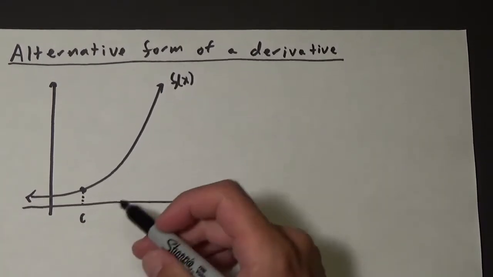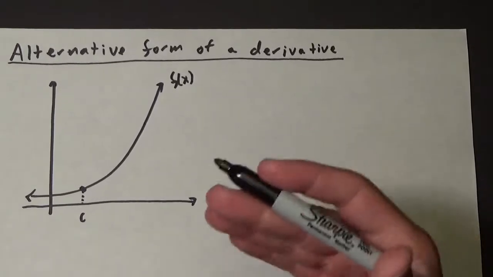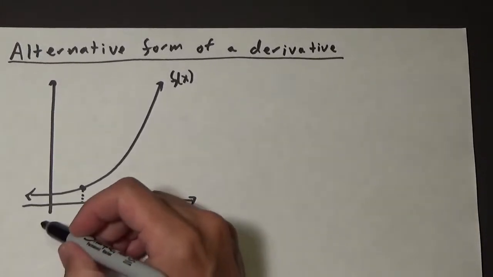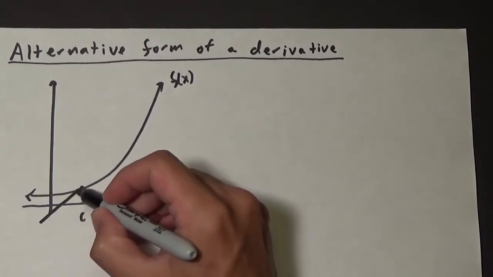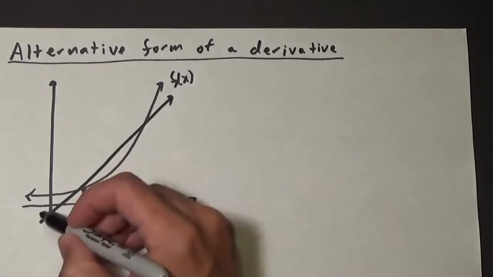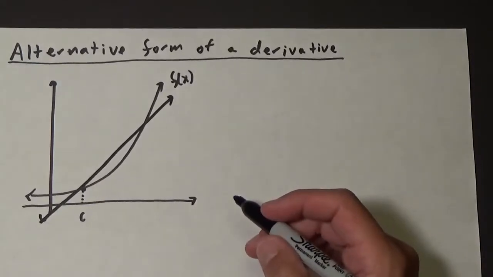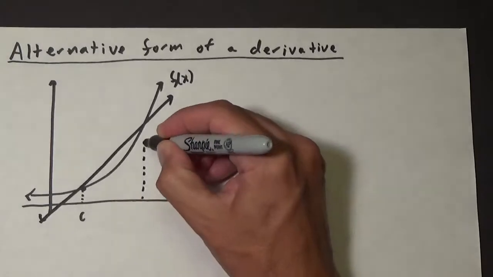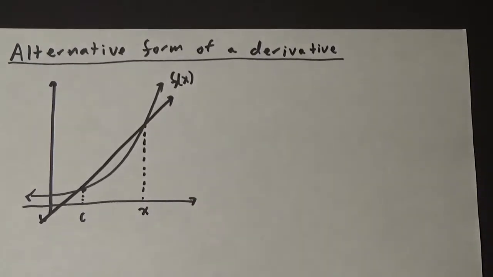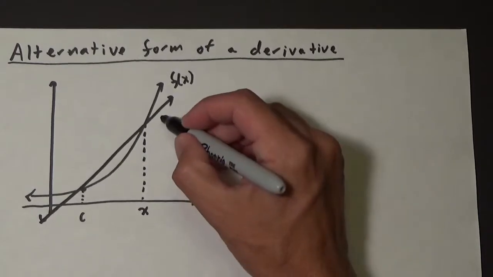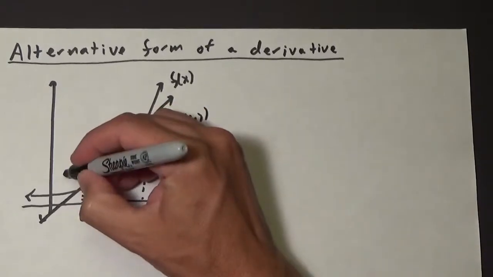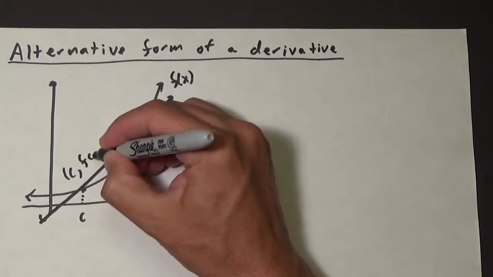Alright, now we'll just again go back to the idea that we don't know how to find the equation of this tangent line, so what we're going to do is look at the equation of a secant line. So we have our secant line. And this point here we're actually going to call x. And so this is going to be the point x, comma, f of x. And this is the point C, comma, f of C.